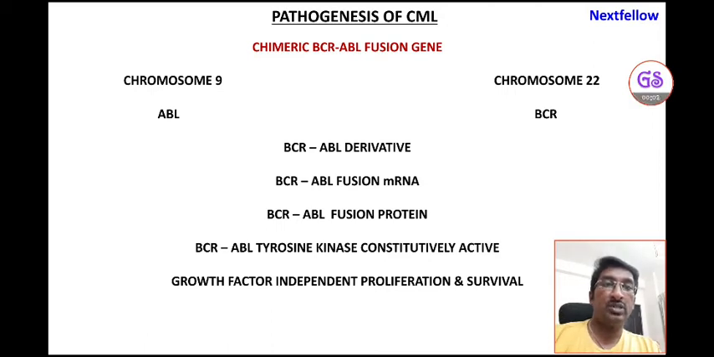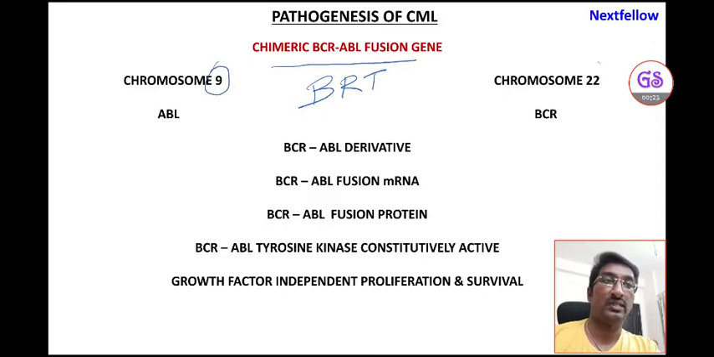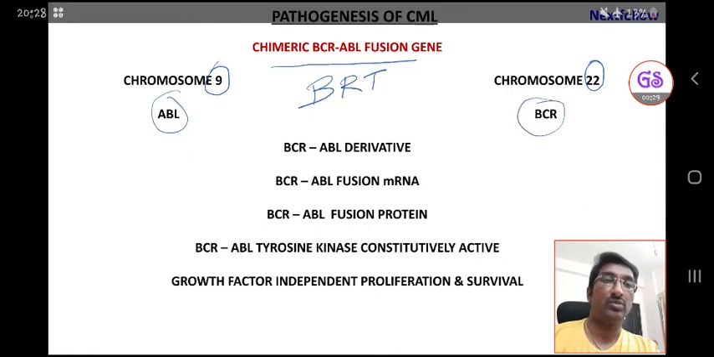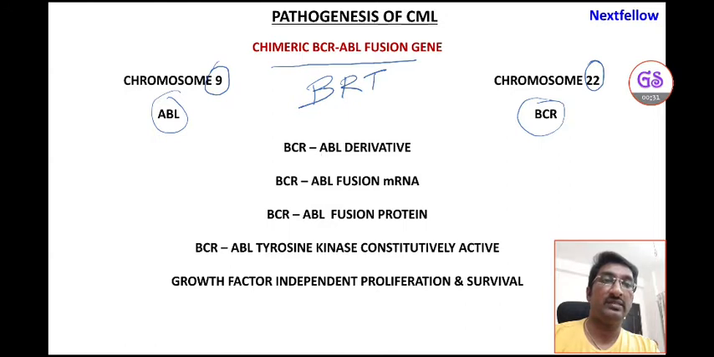Hi, in this short video we are going to see one of the high yield areas of hematology, that is pathogenesis of chronic myelogenous leukemia. The first one you have to know here is the chimeric BCR-ABL fusion gene. It is nothing but the balanced reciprocal translocation between chromosome 9 and 22. So the ABL gene from chromosome 9 goes and attaches adjacent to the BCR gene in chromosome 22. So this results in BCR-ABL derivative, which results in BCR-ABL fusion mRNA that results in formation of BCR-ABL fusion protein.